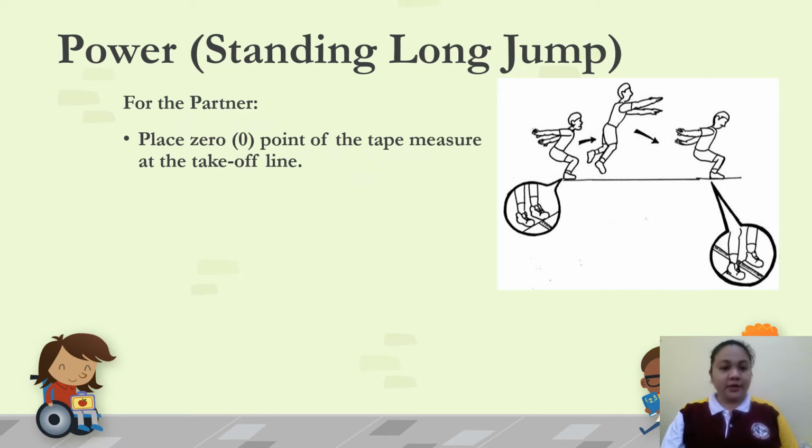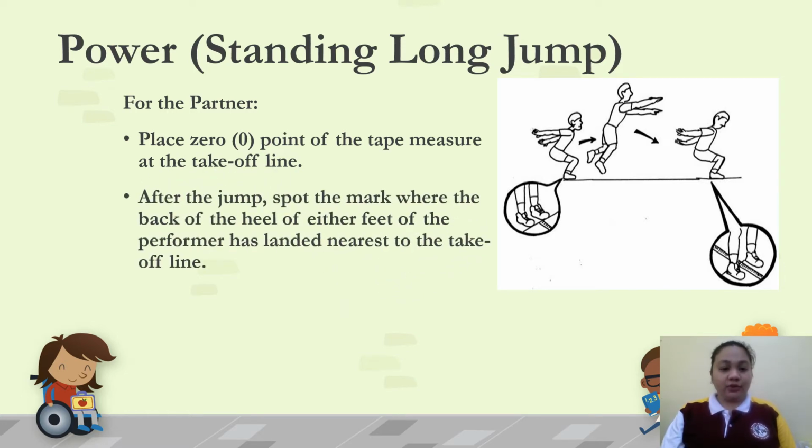Okay, for the partner, place the 0 point of the tape measure at the take-off line, or yung tinatawag po natin na starting line. After the jump, spot the mark where the back of the heel of either foot of the performer has landed nearest to the take-off line. So, dito po, ang measure po natin ay yung pinakamalapit na paa sa starting line. Kasi although nag-land siya ng sabay, hindi naman po pantay na pantay yan pag nag-land. So, titignan po natin kung anong paa ang mas malapit sa starting line or dun sa take-off line. Dun po tayo mag-uumpisang magsukat sa may bandang sakong.